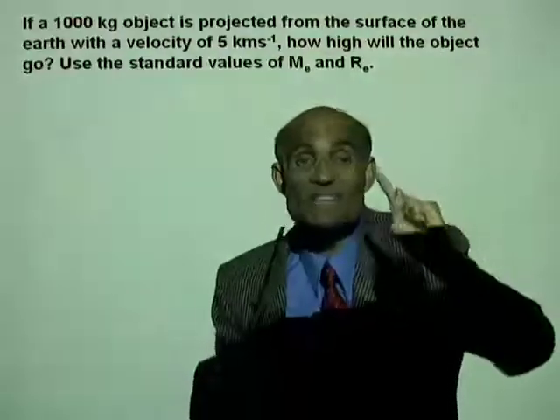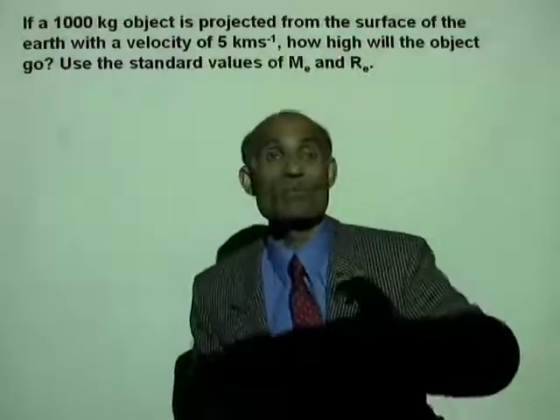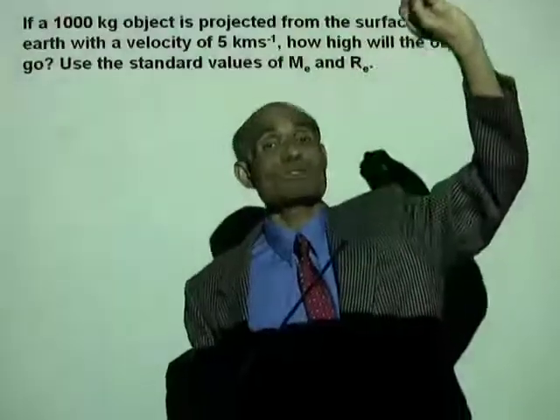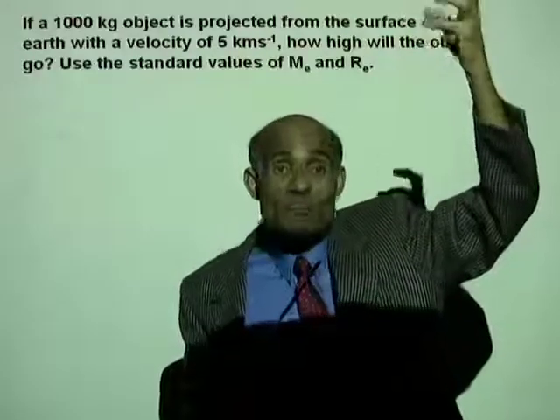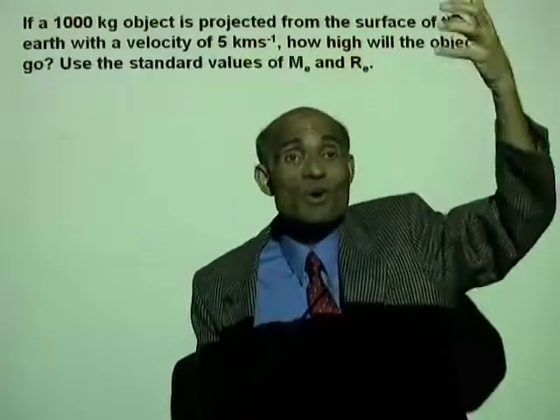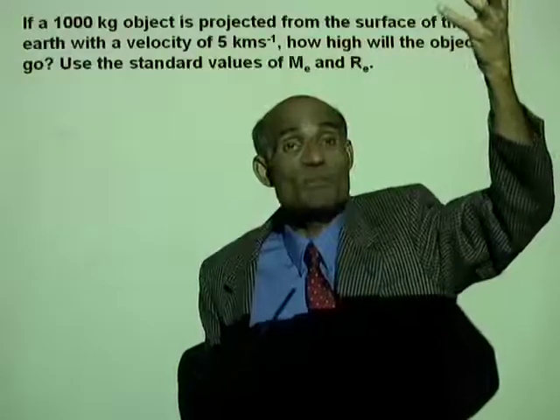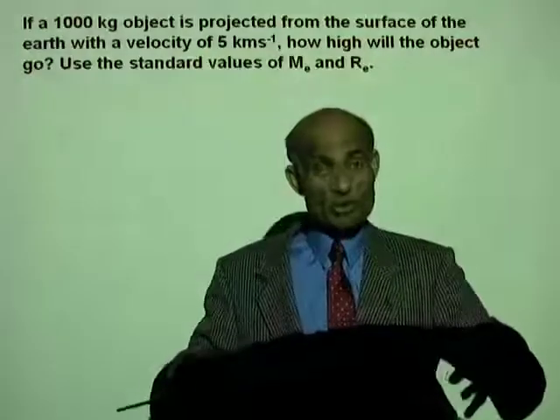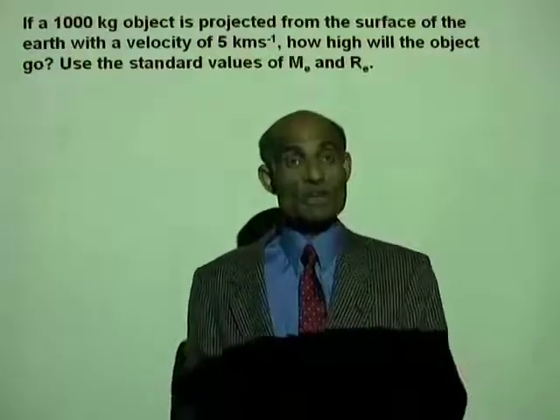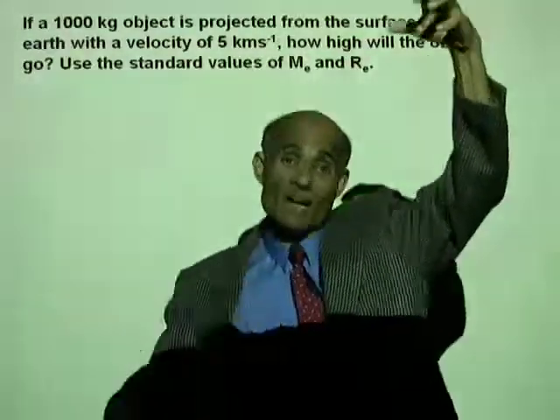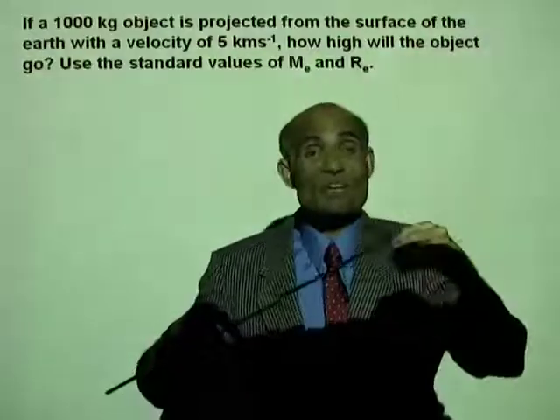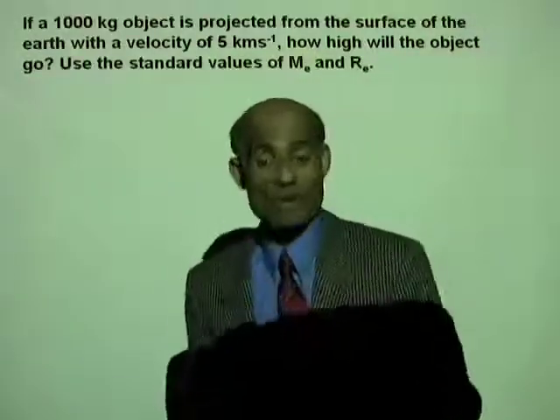And what will be its kinetic energy at that time when it reaches the highest point? When it reaches the highest point, its speed will be 0. So its kinetic energy will be 0. We will find the total energy on the surface of the earth, the total energy at a height h, and use the conservation of energy to solve for h.